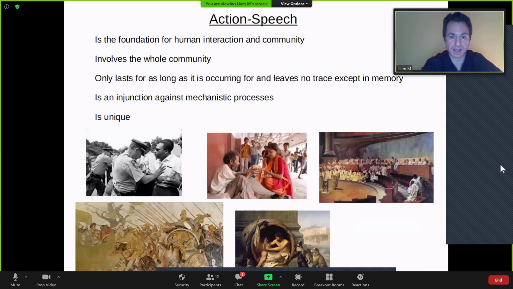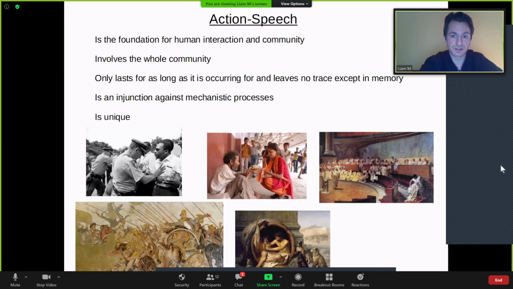Next, we have action and speech, and Arendt says this is the foundation for all human interaction and community. This is what binds us. It involves the whole community. The speech must involve the whole community in terms of it must be communicable between all of us. And action is slightly different. Action and speech both only last for as long as they're occurring, and they leave no trace except in memory, unlike the objects of labor, which are imperishable, and objects of work, which are imperishable and stick around.